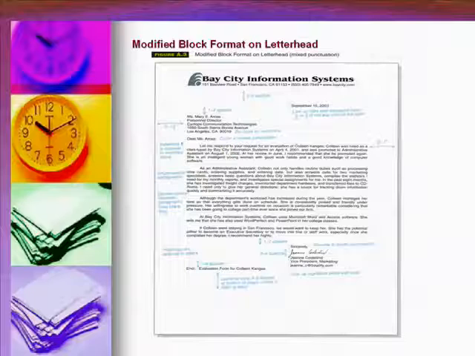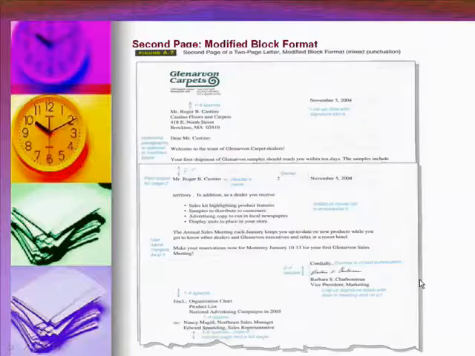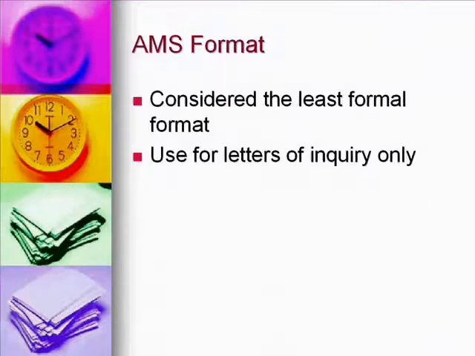And then you have your modified block, and as you can see, each paragraph is indented. And then we also have alignment of the date, the sincerely, which is the closing, and the signature block. And the second page of a modified block format. Then we have your AMS format, considered the least formal, and this is the format that you used for your letter of inquiry. And this is really the only time in which you would use the AMS format, is for a letter of inquiry.